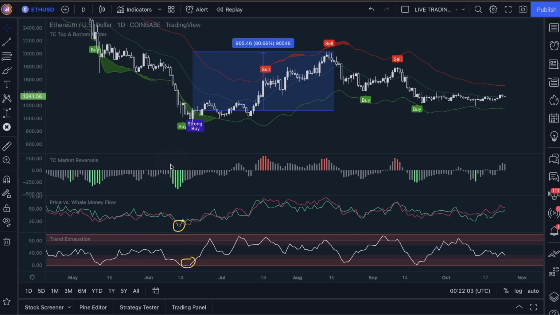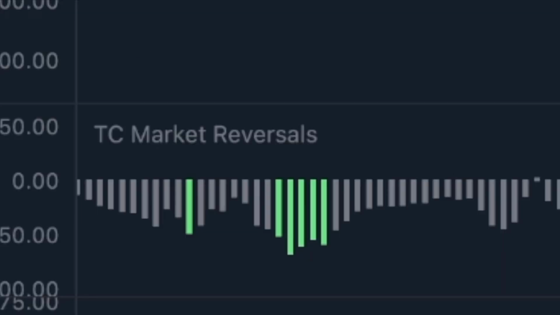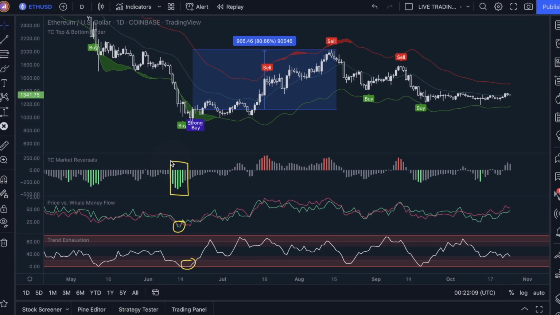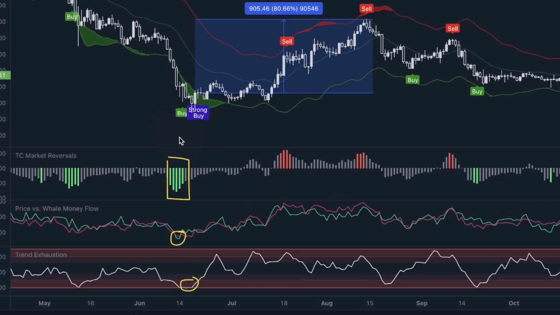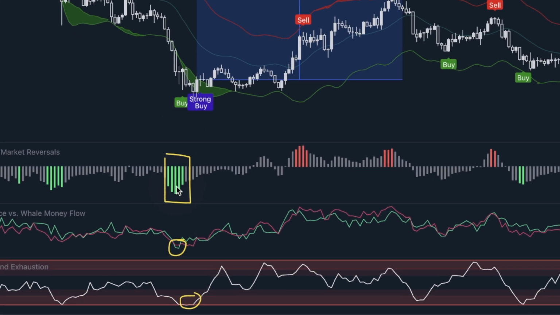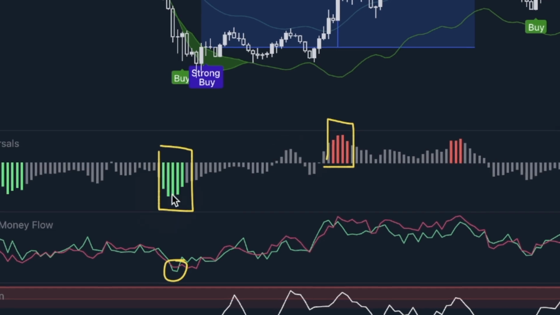Now, what is this thing up here? I haven't talked about this too much. This is what's called TC market reversals. It is an indicator that literally encompasses your RSI, stochastic, MACD, all of your retail trader indicators together, and it tells you guys if those indicators are oversold or overbought to the upside. Red meaning overbought, green meaning oversold.